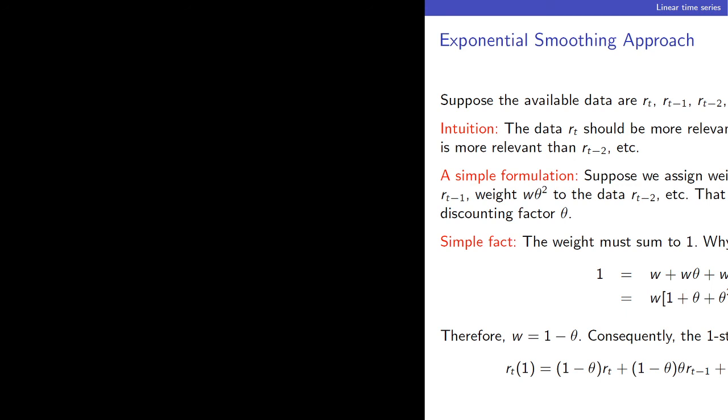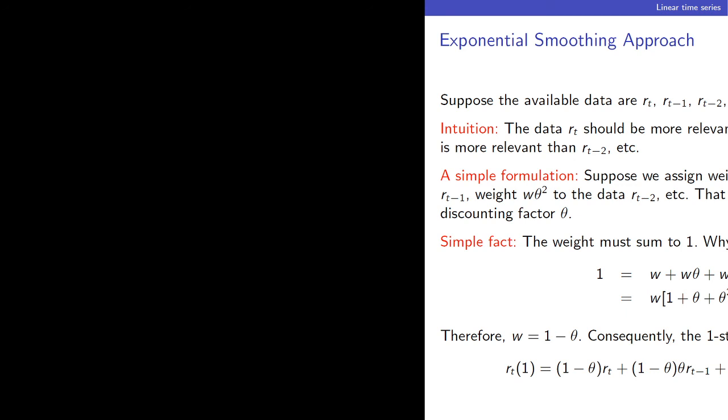Now, let's suppose that we have data all the way until time t, and we're interested in predicting R sub t plus 1. So an intuitive approach says that R sub t should be more relevant than R sub t minus 1. The possible perturbations, shocks, and everything done closer to our time should be more relevant than those that happened far away in the past.